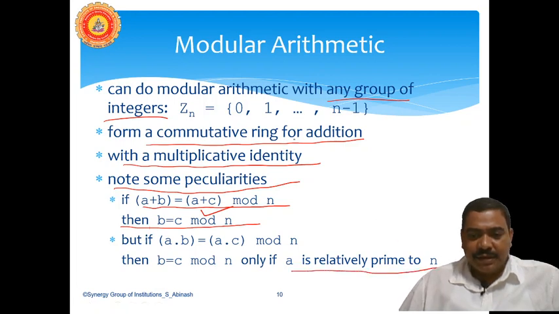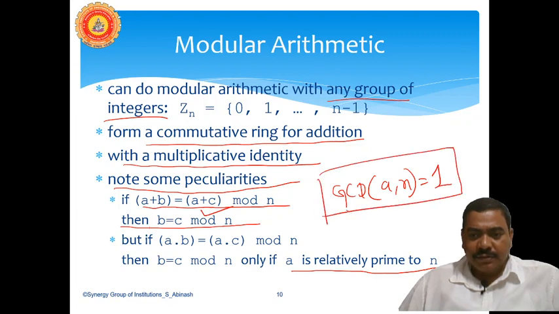Relatively prime means the GCD of A and n is equal to 1. The greatest common divisor of A and n is equal to 1. Then we can say that they are relatively prime. So if A dot B is equal to A dot C mod n, then B is congruent to C mod n only if A is relatively prime to n.